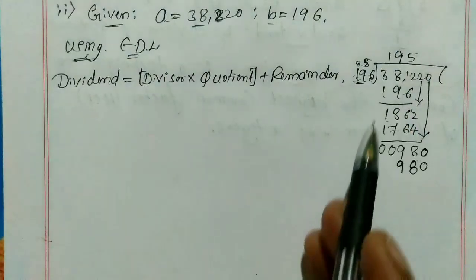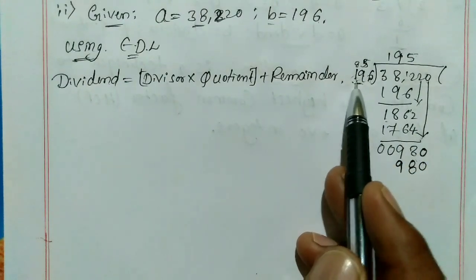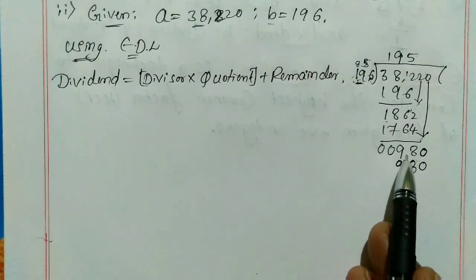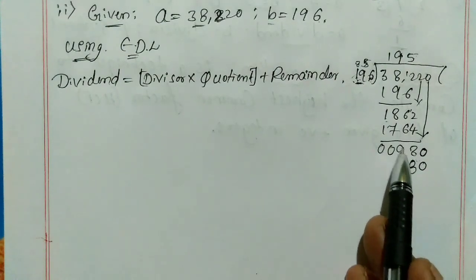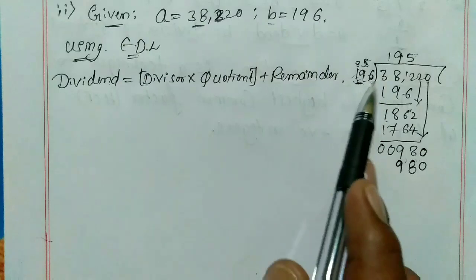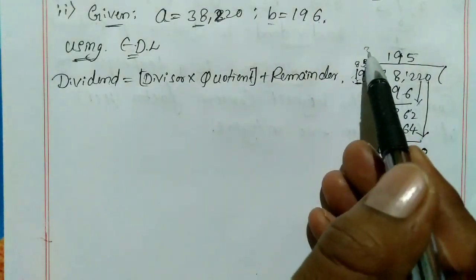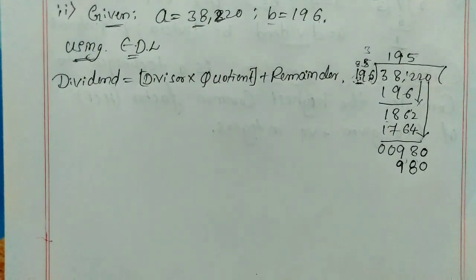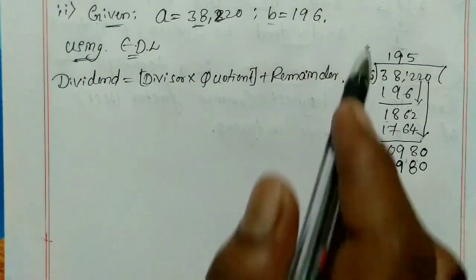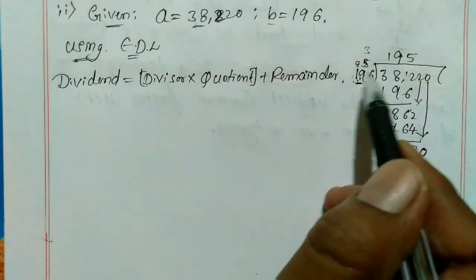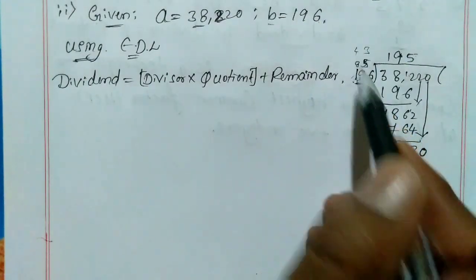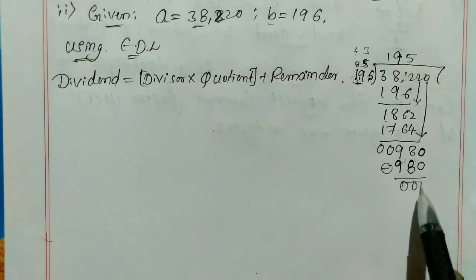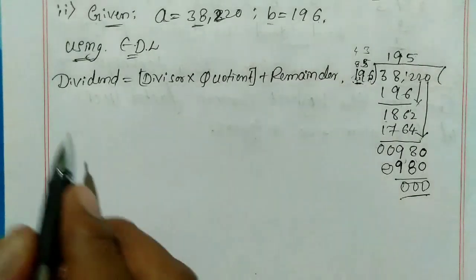Okay, so next, here this is 19 and this is 98. So 19 fives 95, right? So therefore you can write here 5. 5 sixes 30, means carry 3. 5 nines 45, 45 plus 3 is 48. 48 means you can write here 8, carry 4. 5 ones 5 plus carry 4 is 9. So that is 980. So 980 minus 980 means you will get here remainder 0.